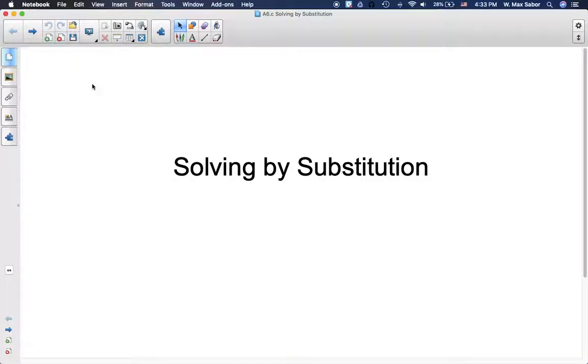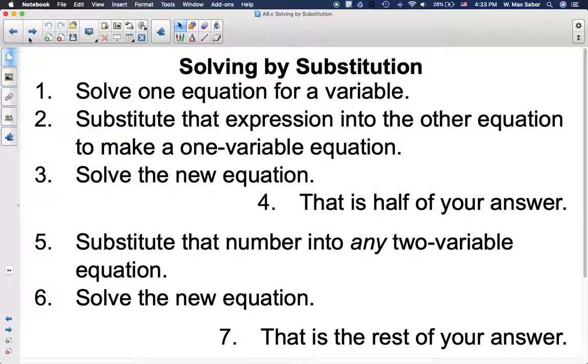Solving by substitution. Solving by substitution is a method of solving a system of equations that works very consistently. It will work no matter what two equations you're given, as long as they are two variables, and it will find the solution set.